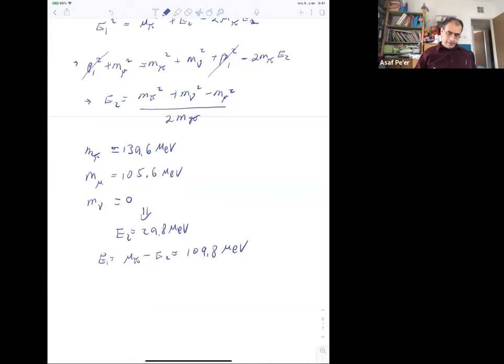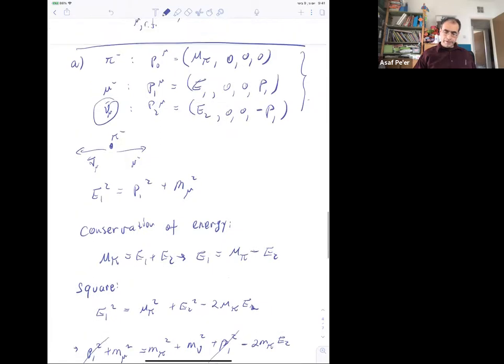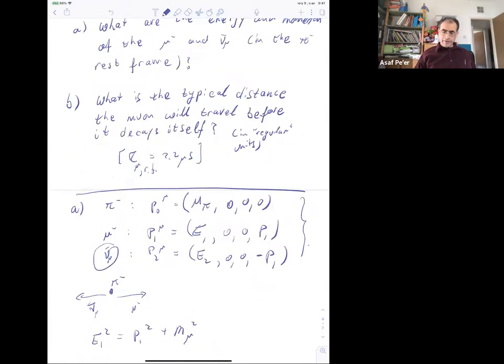What about part B now? The problem, part B says, what is the typical distance the muon will travel before it decays itself? I actually give you the lifetime of the muon in the rest frame, so it's 2.2 microseconds.